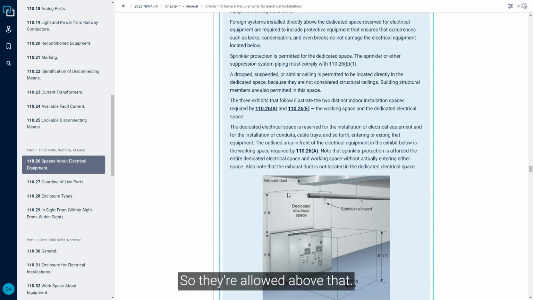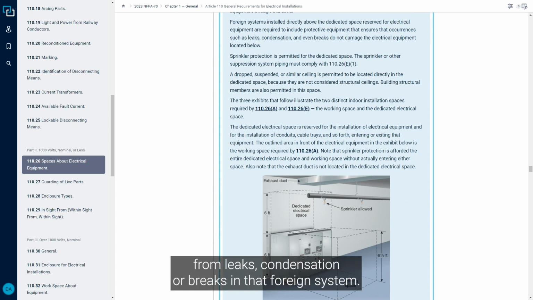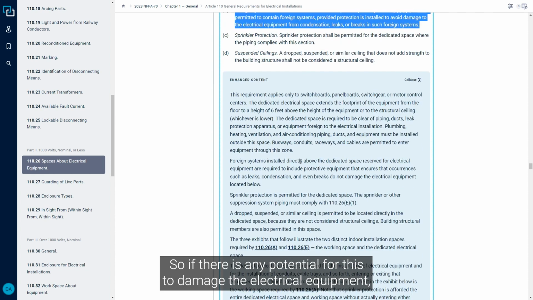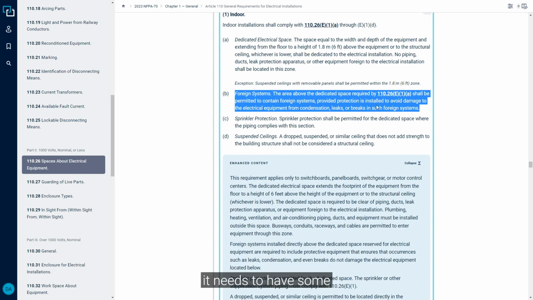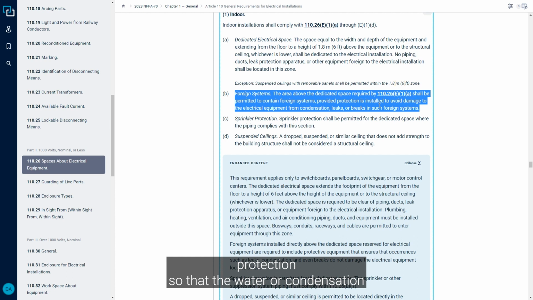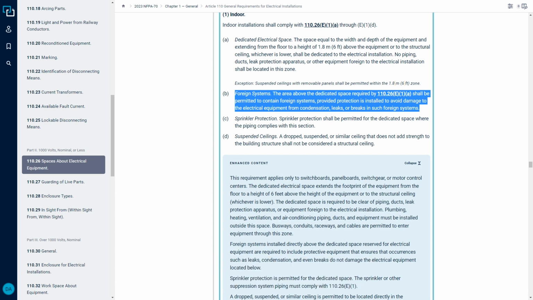So they're allowed above that, and you'll see in this picture the exhaust duct, as long as they are protected or have protection from leaks, condensation, or breaks in that foreign system. So if there's any potential for this to damage the electrical equipment, it needs to have some protection so that the water or condensation or whatever cannot get in or damage the electrical equipment.